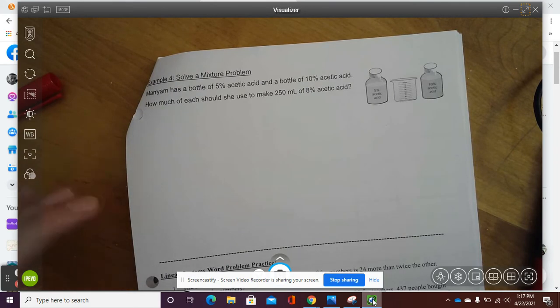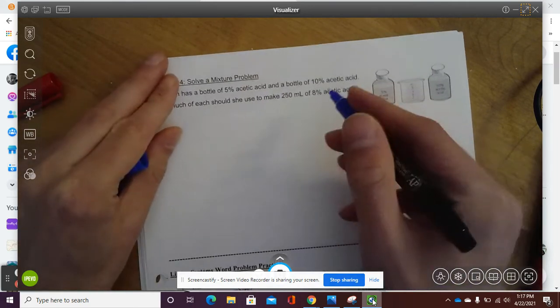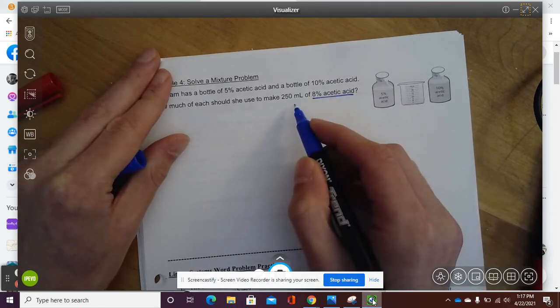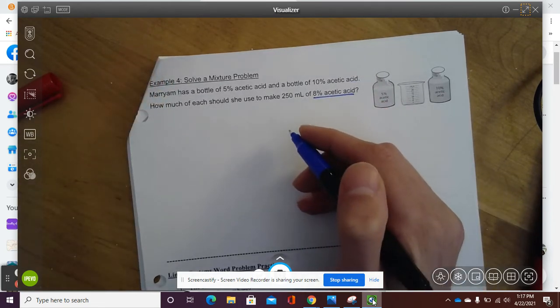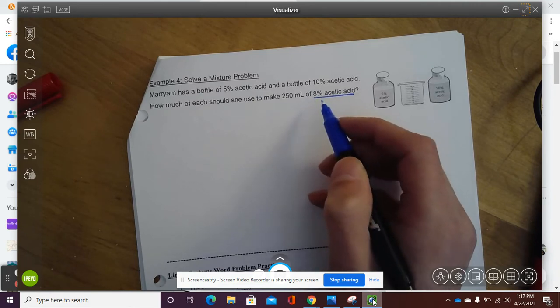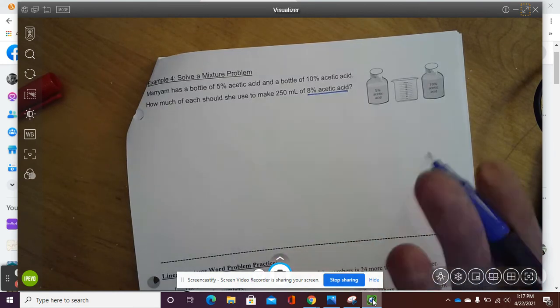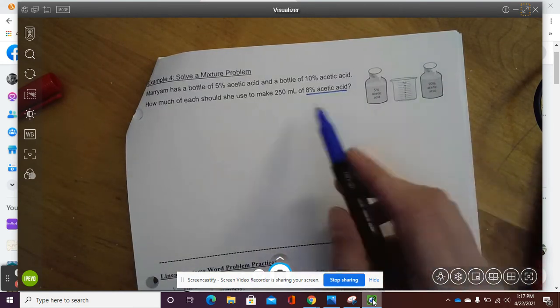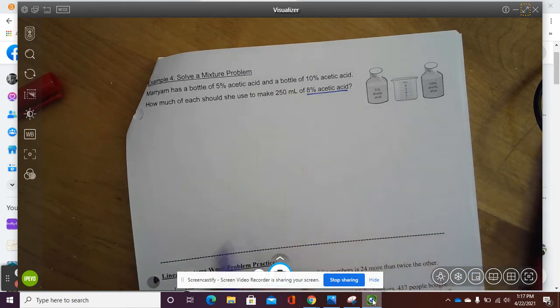So we're trying to mix acid for an experiment. For the experiment, we need 8% acetic acid, and we need 250 mL of it. Now, the problem is we don't have acid at every single percentage in our chemistry storeroom. I don't have a bottle of 8% acid, and I also don't have a bottle of 100% acid because that'd be too dangerous to have in a school. Right? I don't know what acetic acid is, but maybe 100% acetic acid is dangerous.